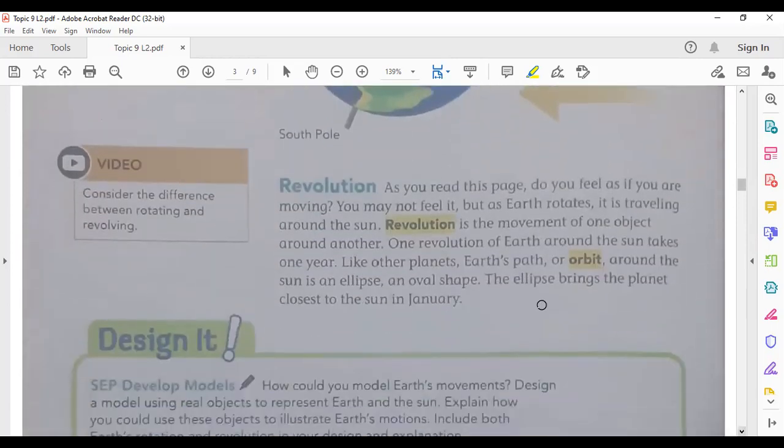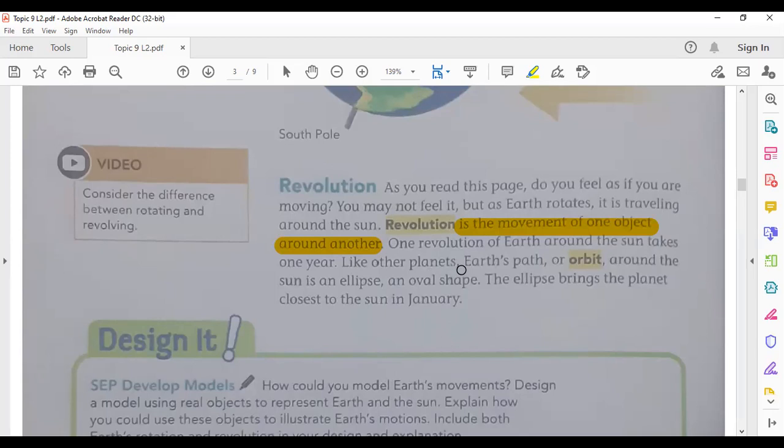Right. Revolution is the movement of one object around another. So revolution is not only for Earth. Other planets in the solar system also revolve around the sun. There is a revolution for Mars, Venus, Mercury, Jupiter, Saturn, Uranus, Neptune. All of the planets also revolve around the sun.